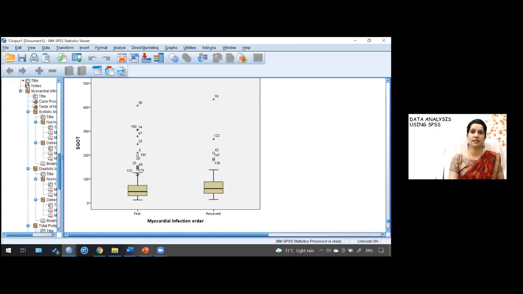So in this case, it is not recommended to run a t-test, because there are many extreme outliers you can see here. And the visual inspection of the QQ plot is also showing that the data is not normal. So in this case, I would like to run a non-parametric test, the Mann-Whitney U test, which is the non-parametric analog of the independent sample t-test.